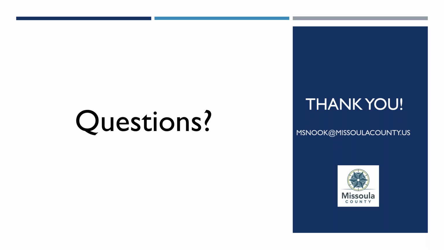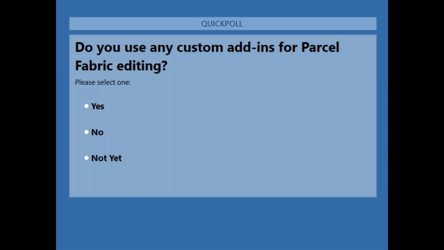So yeah. And then the last question here is, do you use any custom add-ins for the parcel fabric editing? As you saw in the demo here, they had a custom add-in that did some really cool stuff with the record creation and pulling the data from their Orion data set. It was really impressive to see that and how well it was integrated within the parcel fabric as well.